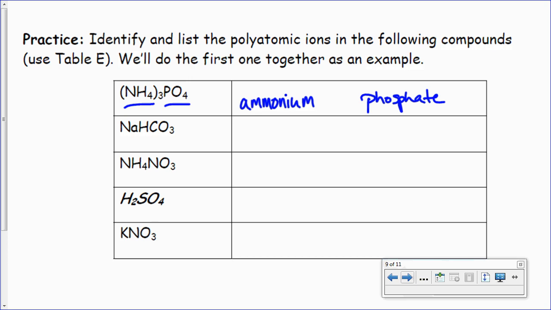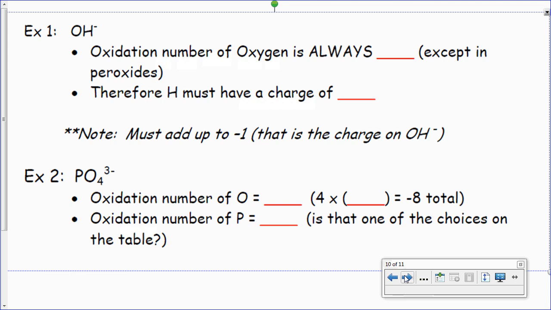This is ammonium phosphate. Now, that sodium is not on table E. I don't see it anywhere. But I do see HCO3, which is hydrogen carbonate. So what your job is to do is to identify, play the matching game for your polyatomic ions.